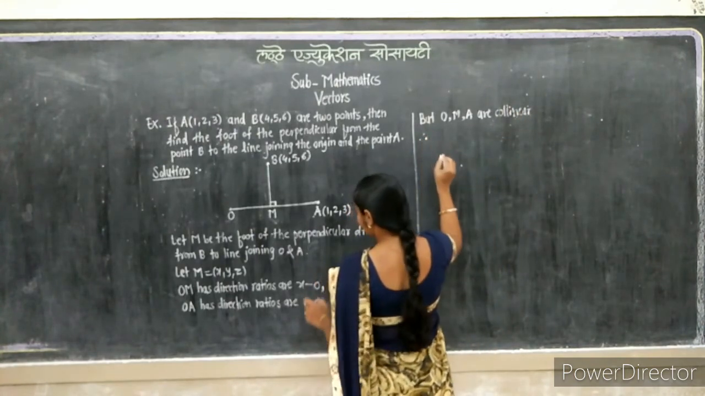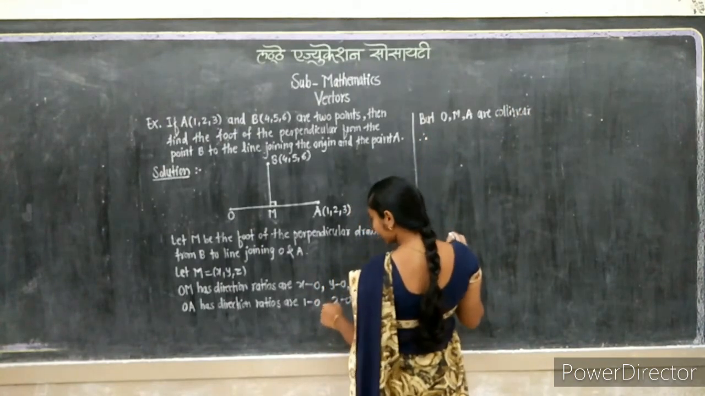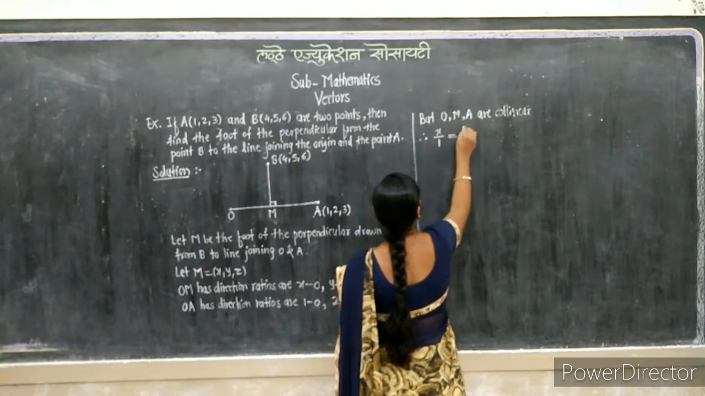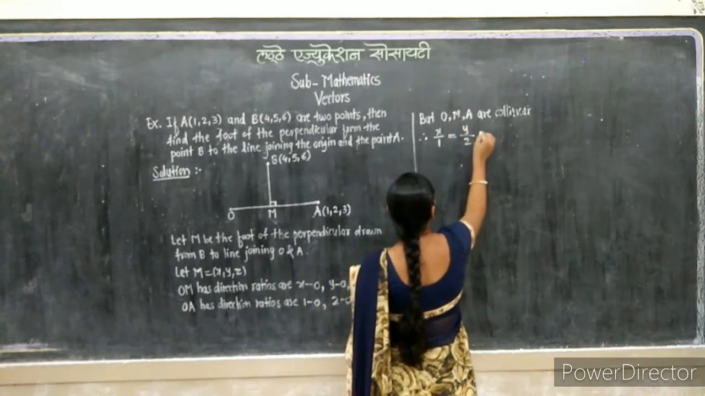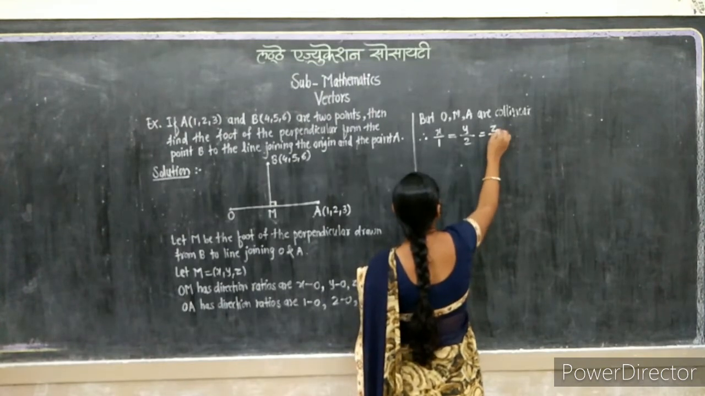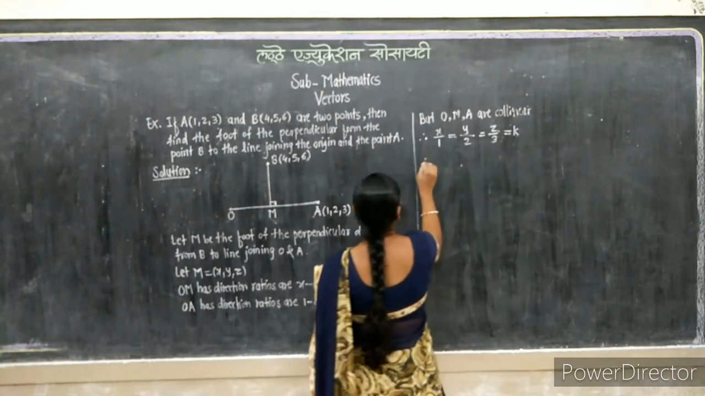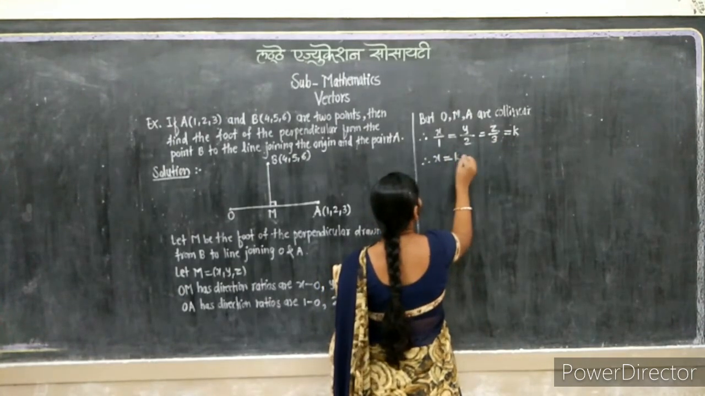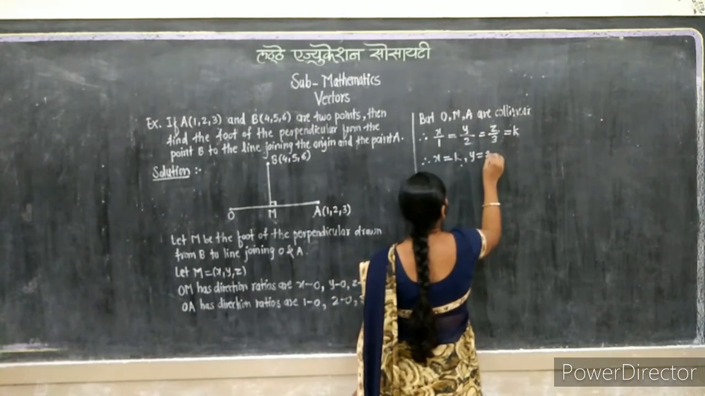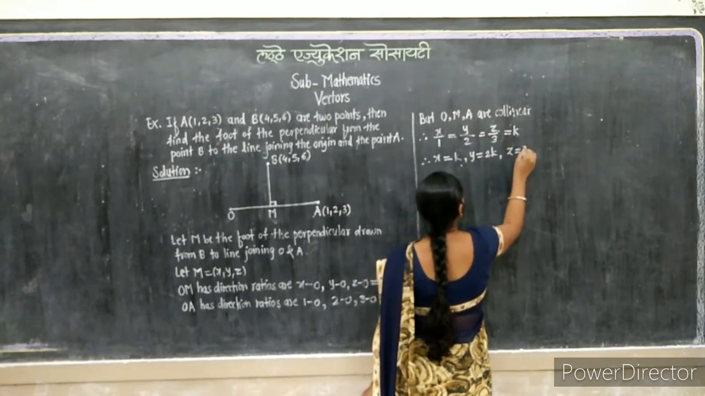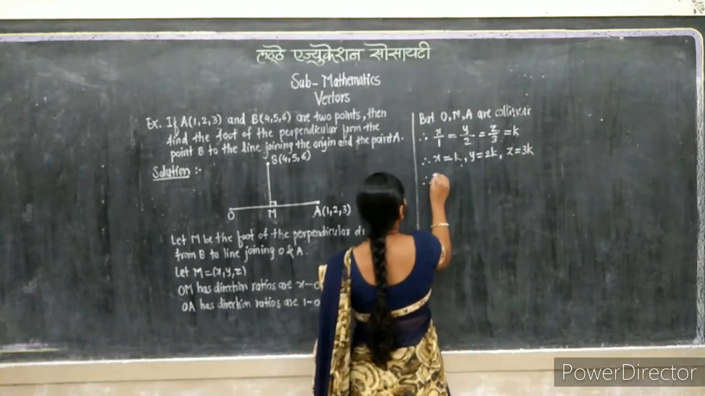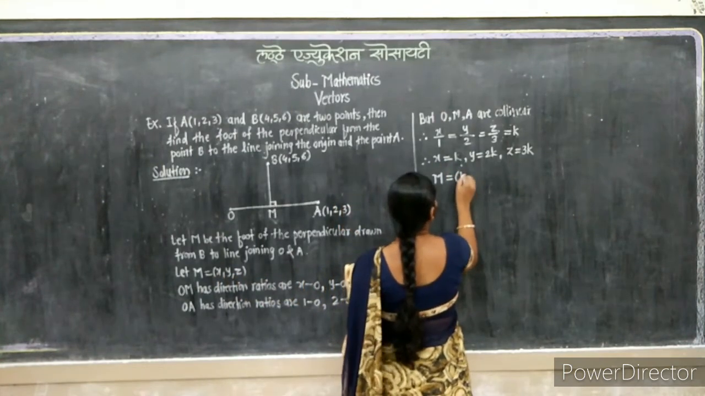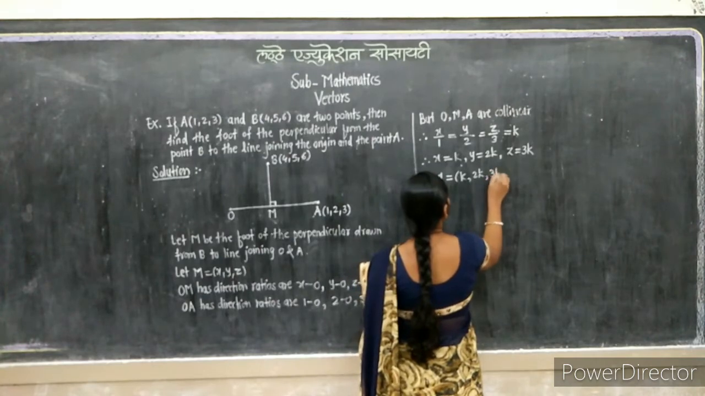Therefore, x upon 1 is equal to y upon 2 is equal to z upon 3, which is equal to k. Therefore, x is equal to 1 into k, that is k, y is equal to 2k and z is equal to 3k. Therefore, the coordinates of M are k, 2k and 3k.